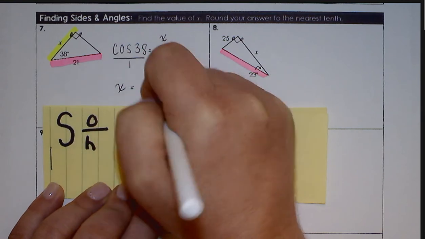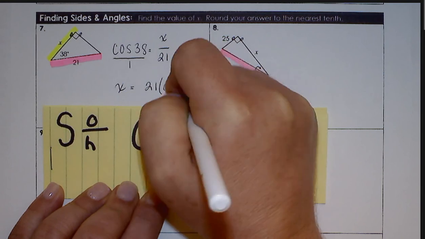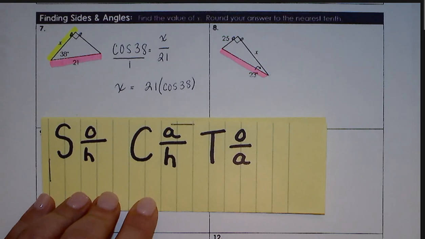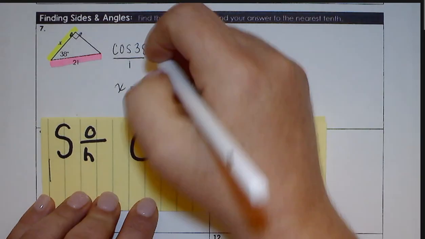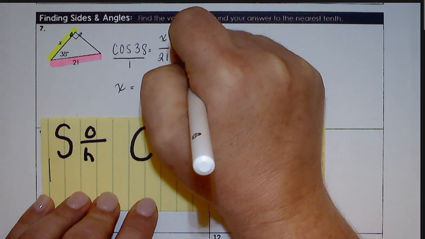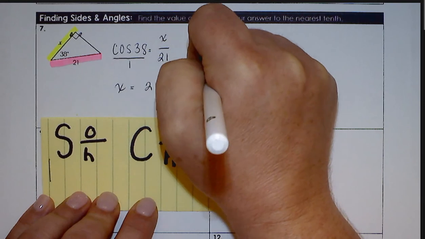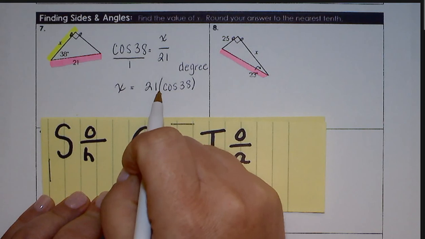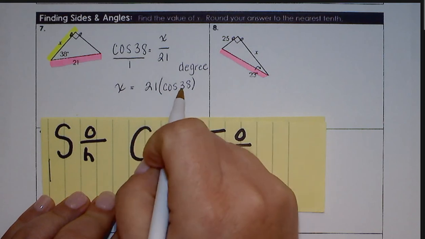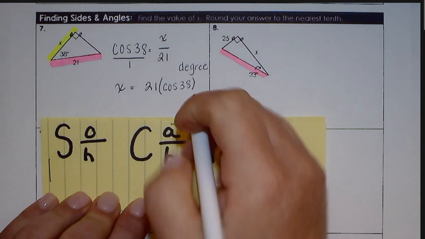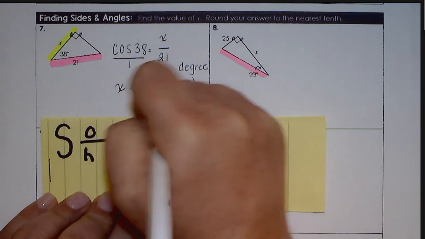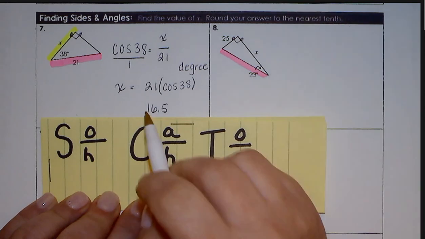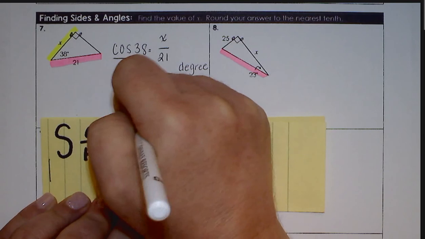x equals 21 times the cosine of 38. And then at this point you're going to take your calculator. Please make sure that you are in degree mode. It has to be in degree mode or it is not going to work. You are literally going to type in 21 multiplication symbol cosine 38 equals, and you're going to get back a number that you round to the nearest tenth, and you're going to get x equals 16.5.